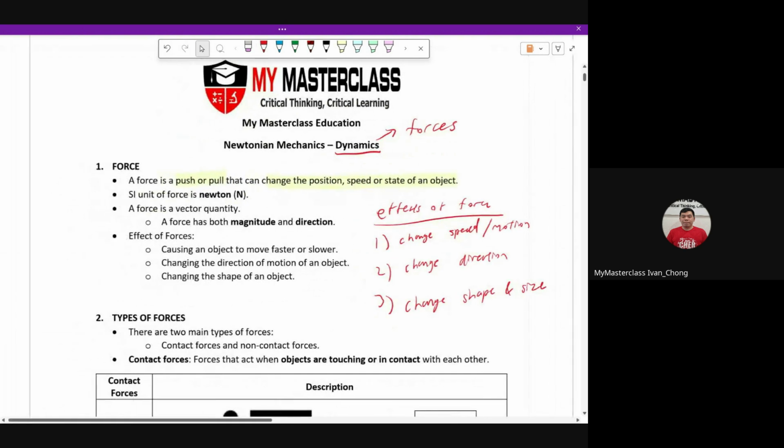For a force, the SI unit is the newton. So how do you write this? Your force will be 200 N. It must be a capital N. Please do not write a small letter n. If you write a small letter n, you will lose marks, so be very, very careful. Next, force is a vector quantity, which means it has both magnitude and direction. So it's very important that you note the direction, whether it's moving forward or backwards.